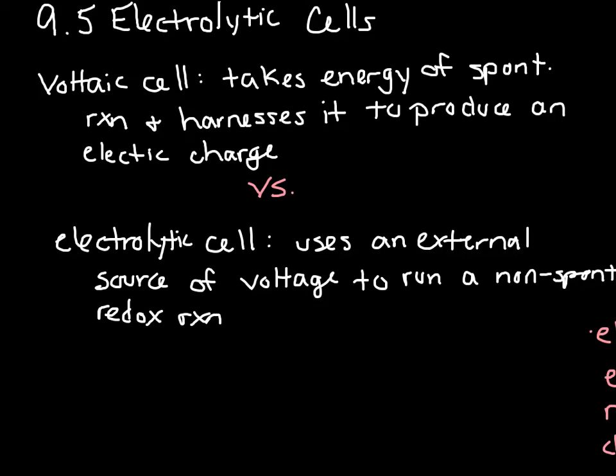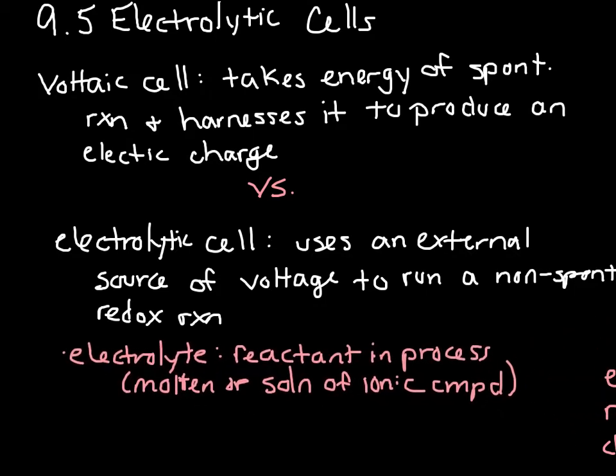Well, electrolytic cells differ in the fact that they use an external source of voltage to run a non-spontaneous redox reaction. So this allows us to go in a reverse direction if that is the product which we want, whereas voltaic cells will only move towards the spontaneous direction.